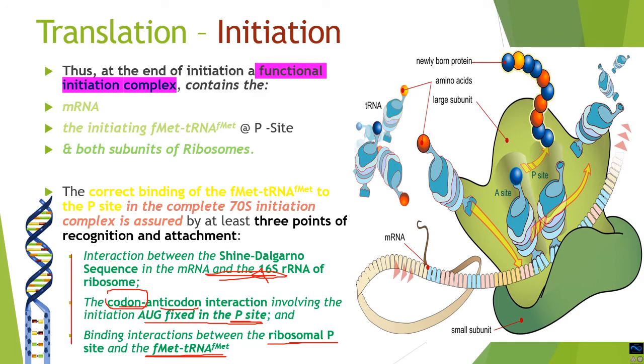These three enable the correct binding of the initiator tRNA out of all these tRNAs which are involved, so that it will decode the AUG for the initiator fMet at the amino terminal of the polypeptide, which is being synthesized from the decoding of mRNA by this machinery. So this will end the initiation phase of the translation, and then the complex will move to the elongation phase.